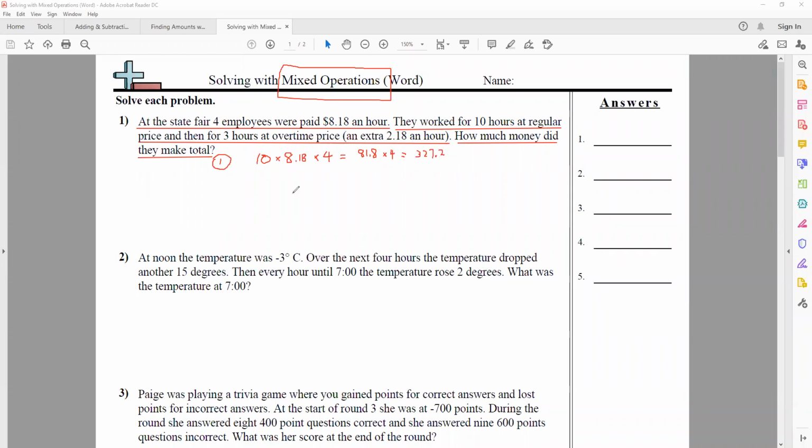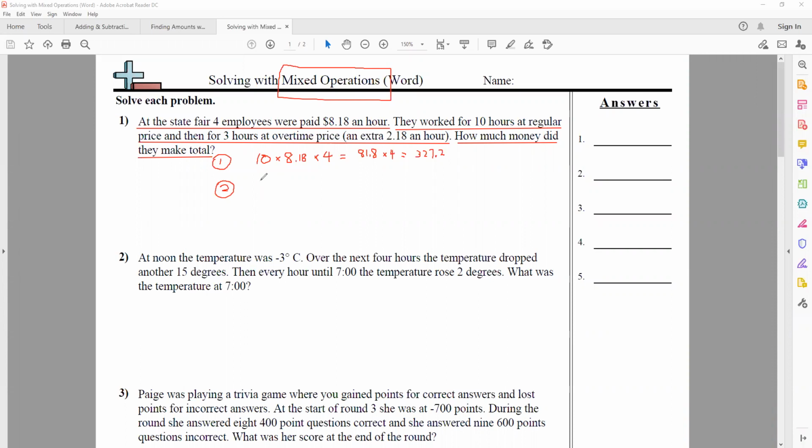Okay, 327.2. Hold on, whoa, time out. 300 and what? 327.2. Okay, that's the regular hours, okay? Now, the second part, what did you say? It says in the problem they work 3 hours at overtime price, at extra dollars.